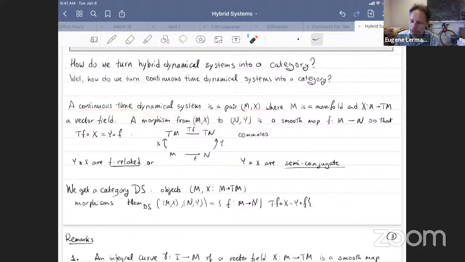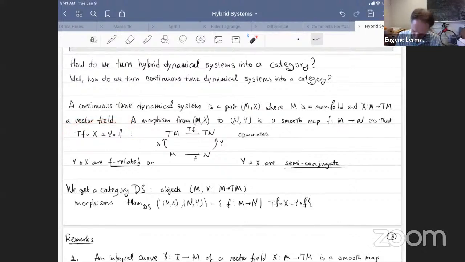And I'm going to stop saying manifolds with corners and just pretend that all manifolds always have corners if they need to. And a morphism from one manifold with a vector field to another manifold with a vector field is a smooth map between manifolds. Everything is C infinity in my setting, because I don't want to worry about regularity. And the vector fields are related by this equation.